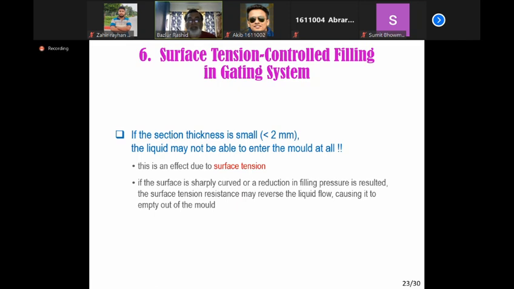So if the section is too narrow, or if there is a reduction in filling pressure, the surface tension resistance can limit the liquid metal from entering the mold cavity. So even in the worst case scenario, the mold can be emptied out because of the surface tension. So surface tension is a big issue in small section casting, or casting having a small section.